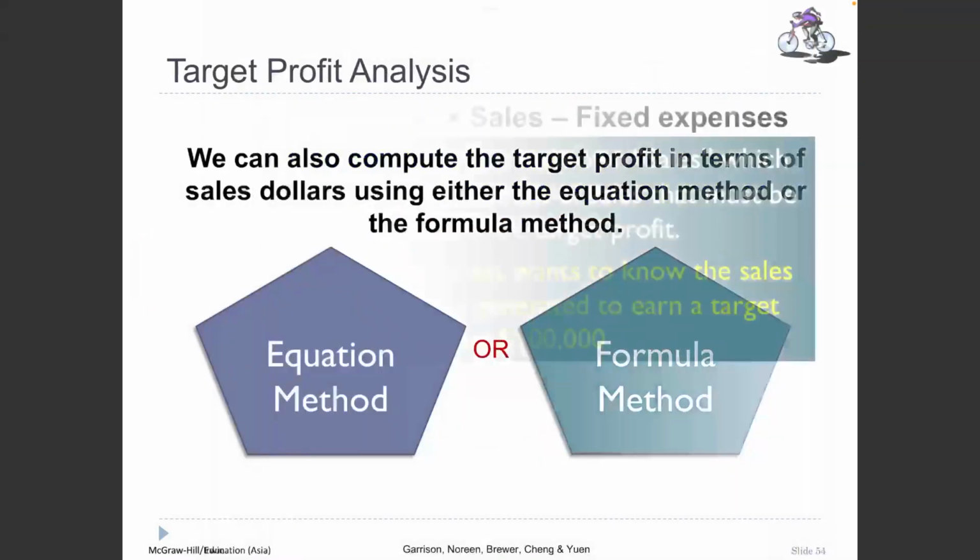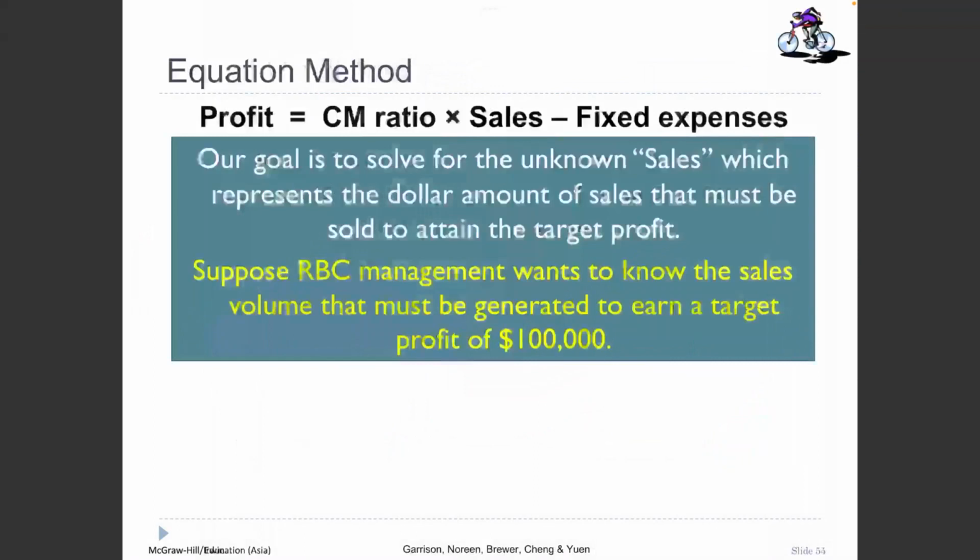Okay, so here, this is the second formula that you learned just now. It is using CM ratio and sales. Similarly, with the equation method, you want to know how much sales. So here it depends on the question. If the question asks you for a unit, you need to use the first formula just now. If they are asking for sales, you use this formula.